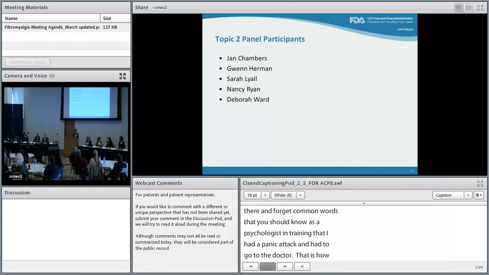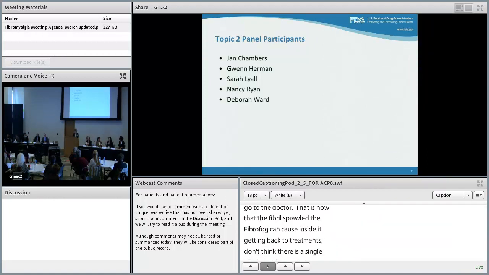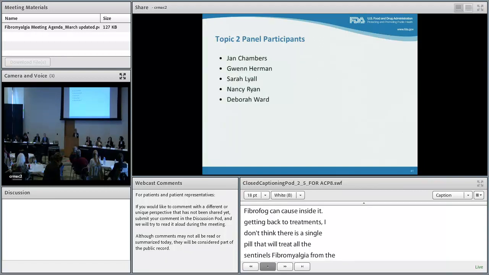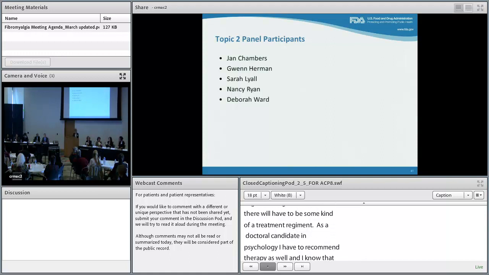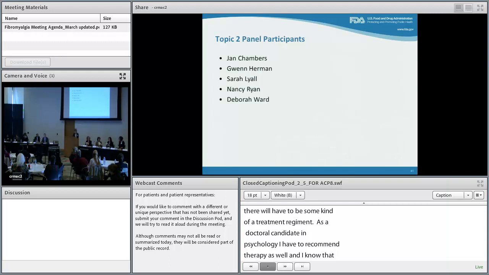Getting back to the treatments, I don't think there's a single pill out there that can treat all the symptoms of fibromyalgia, from the all-over pain to the bodily fatigue, the cognitive fatigue. I think there's going to have to be some kind of a treatment regimen. As a doctoral candidate in psychology, I have to recommend therapy as well, and I know that's been talked about, but I think it's going to take a combination of medications and therapy to be the proper treatment.